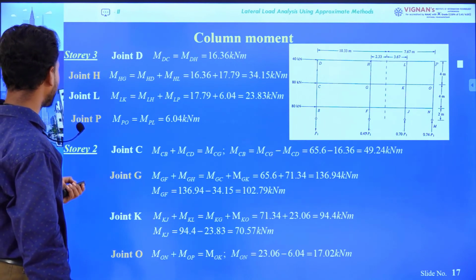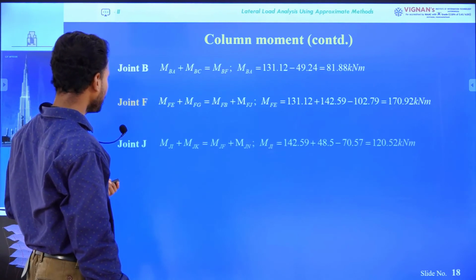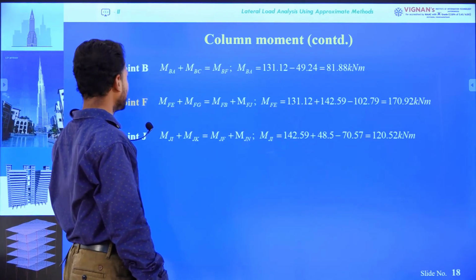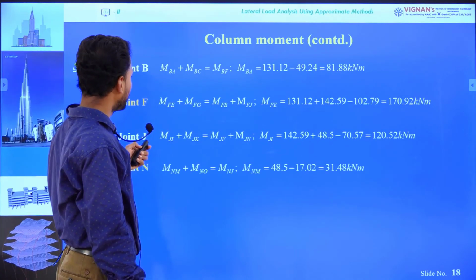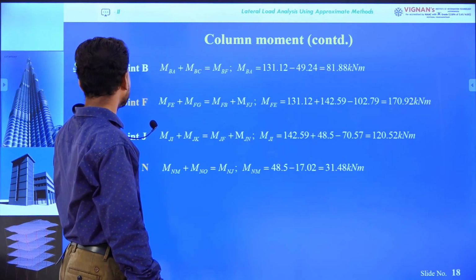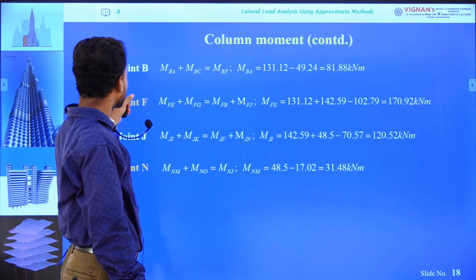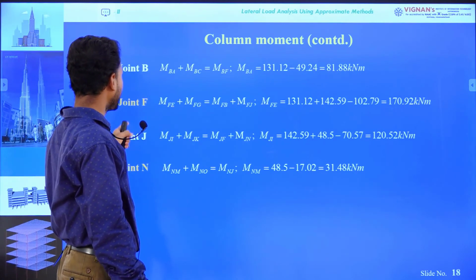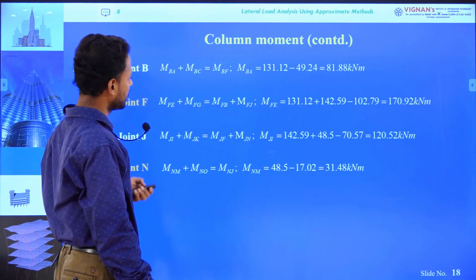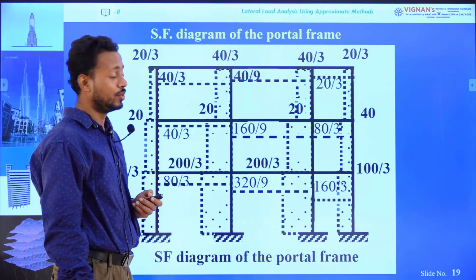So in this way we calculated the column moment of second story and third story. Now we will calculate the column moment of story 1. Similar rule can be applied to calculate the column moment in story 1, and you will get these values. Now we will draw the shear force and bending moment diagram.